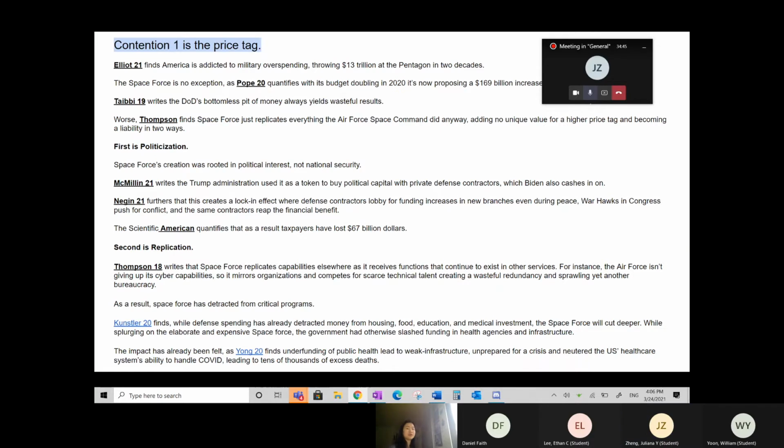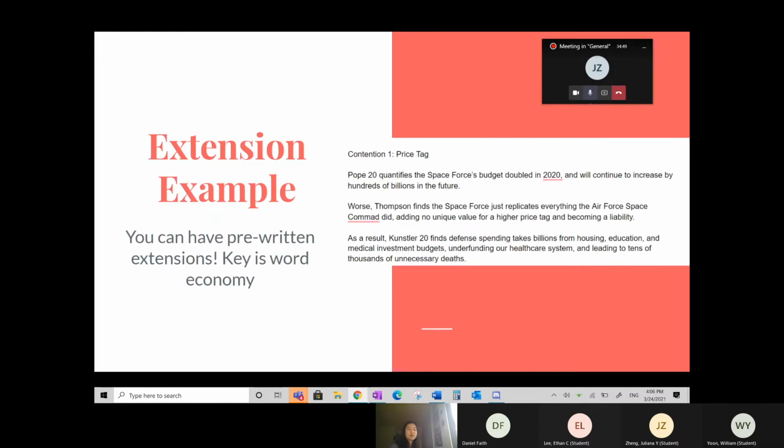So generally, don't be scared if they refuted it. You can still go for it anyways. Okay, so let's look at the extension example. I just talked about price tags, and that contention was 400 words. But when we extend it in summary, look, I already wrote this. This was like 80 words, right?